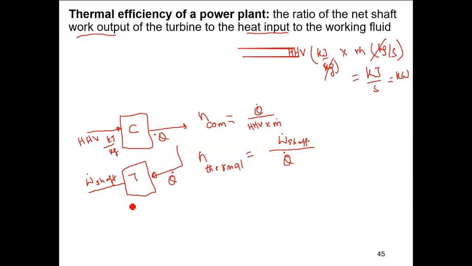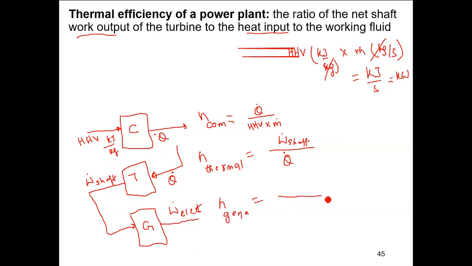All right. Now, the third component in a power plant is essentially the generator, which is generating the electricity. So how is this working? The shaft work becomes the input for the generator, and the electrical work is basically the output of the generator. Is it clear? So the efficiency of the generator would be, what is the input for the generator? Mechanical work. Shaft work. And what is the output? It is the electricity. Electrical power coming out of the system. Clear? Is this point clear to you?